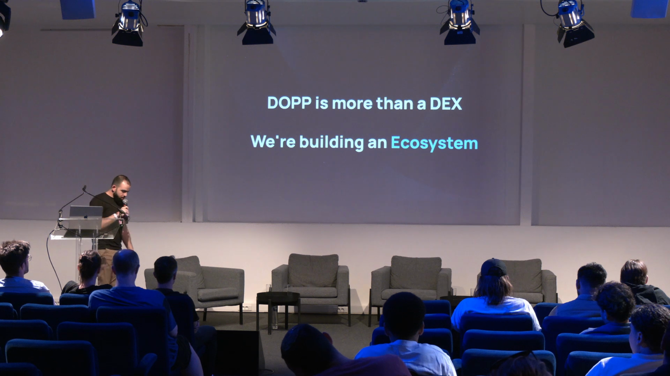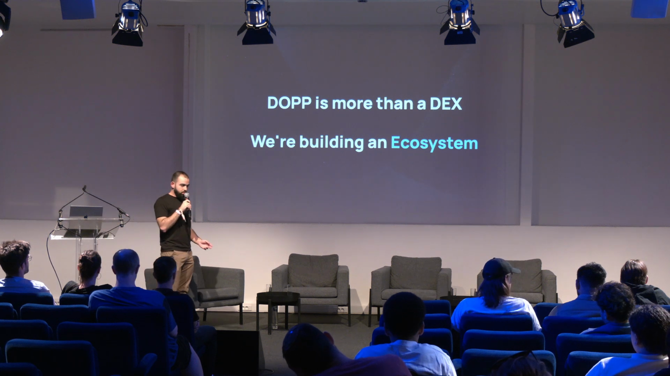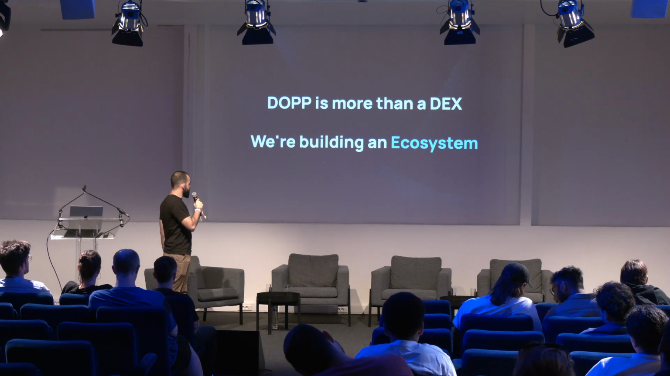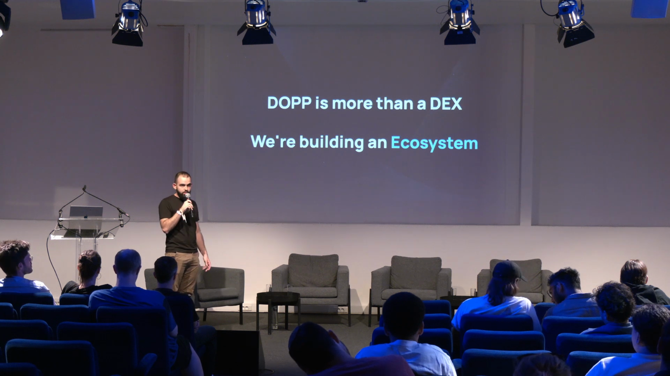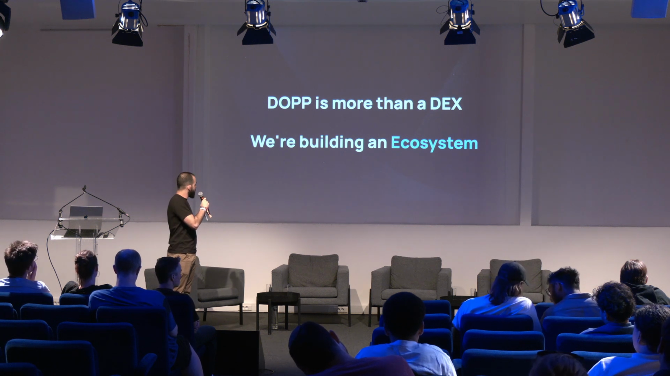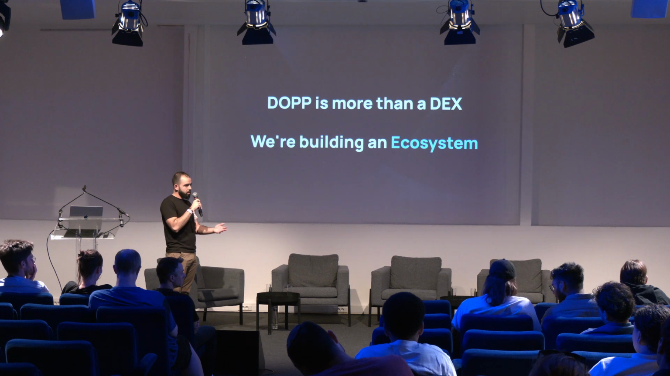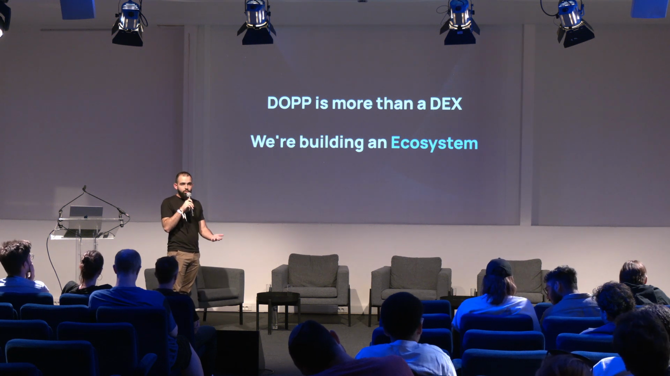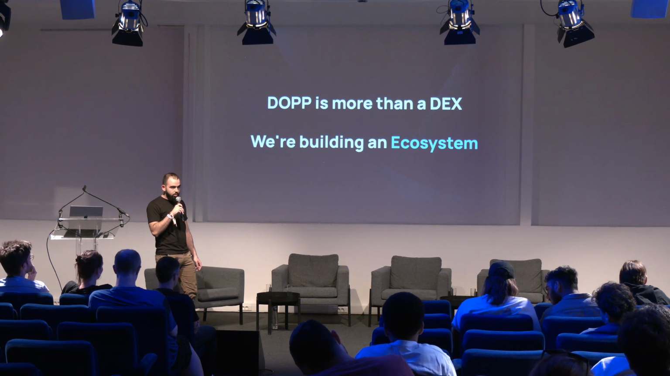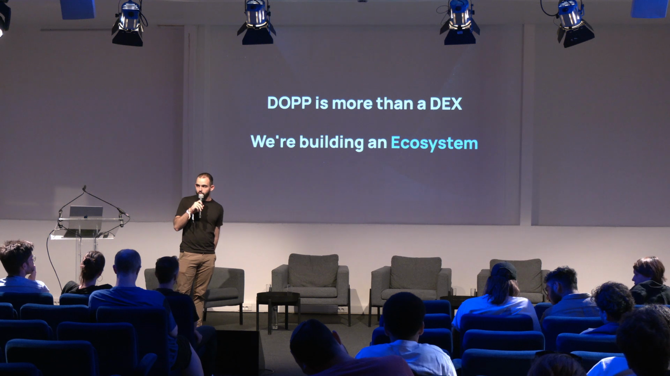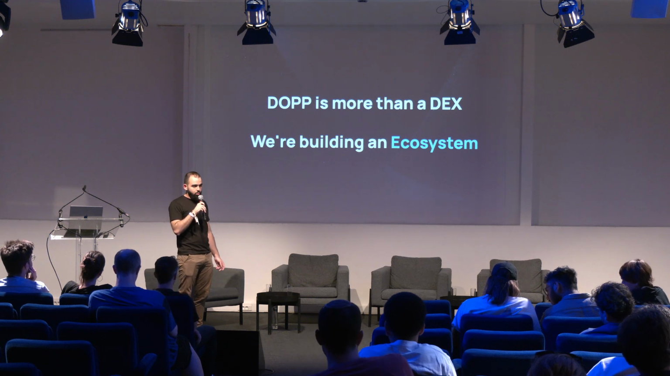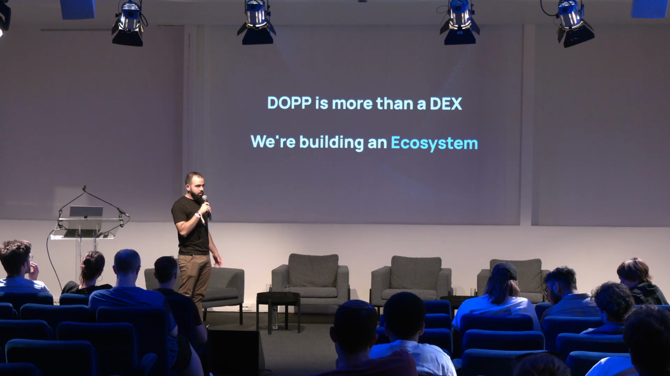So what we are building is more than just a DEX. What we are trying to build is a whole derivatives ecosystem. As I said, we are building this liquidity layer, the first layer, and we want people to come and build on top of DOP. We want them to take options and use them in different protocols. We want them to build structured products, exotics, etc.